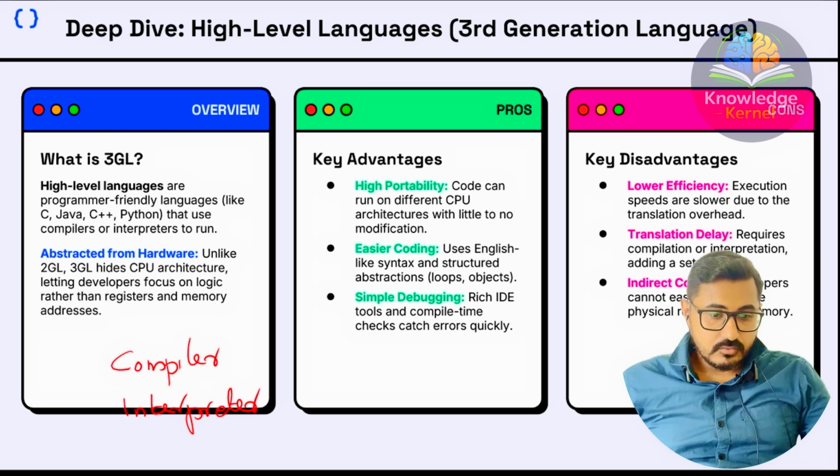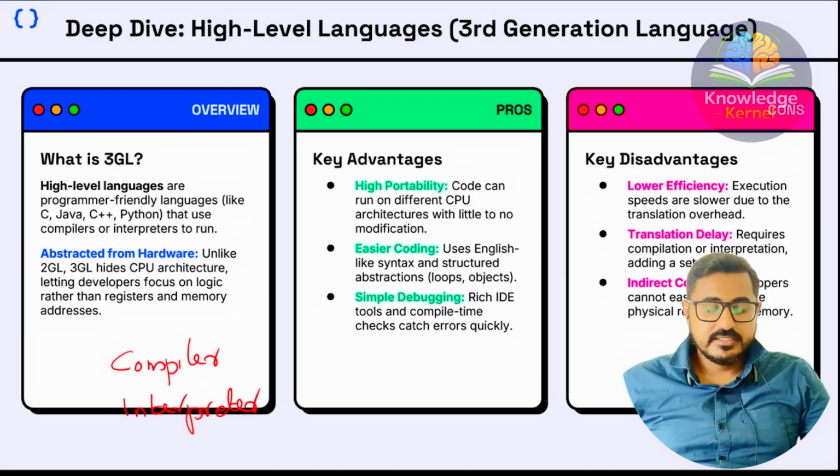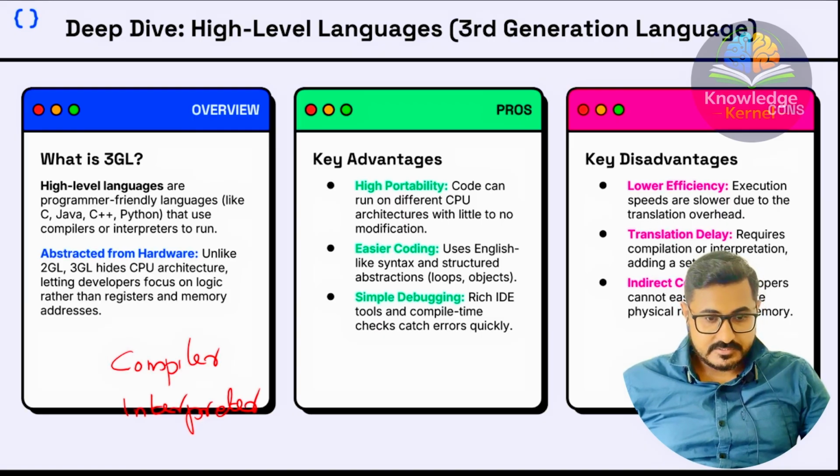The third biggest advantage for high-level programming languages is that we have a number of IDEs available, that is, integrated development environments. These are tools commonly used for writing, compiling and debugging purposes. So we can easily find errors in a particular program and rectify them to get a correct output.